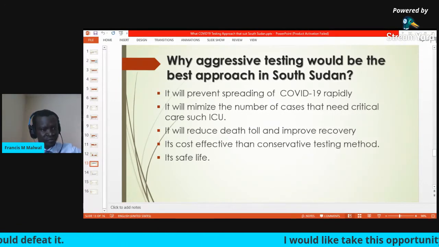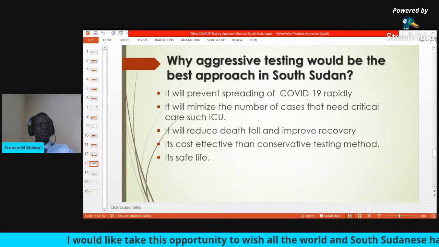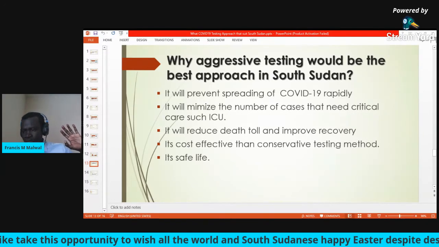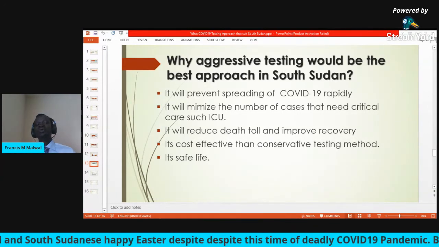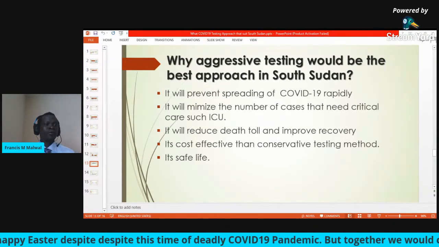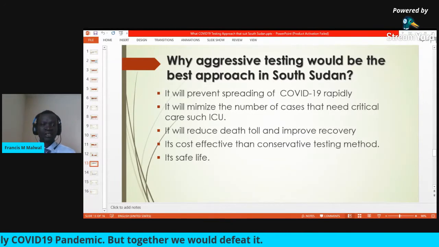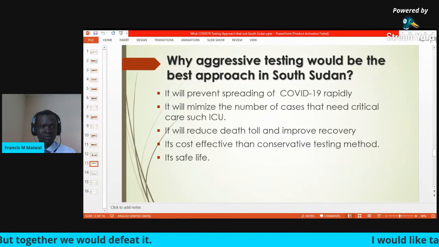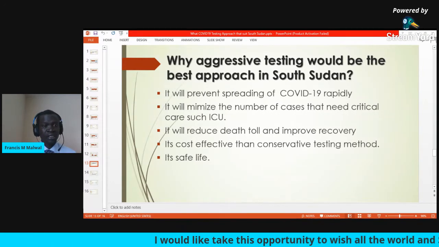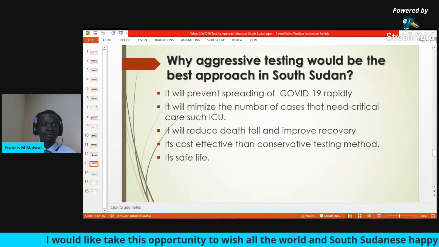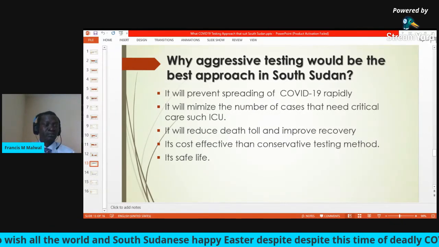We have seen a recovery of 97%. We may not achieve that recovery because we don't have the same capacity that the South Koreans have, but at least we will be better somewhere if we choose the approach that South Korea adopted. So the recovery rate will be high, and the death toll will be a little bit lower. It is also more cost effective than the conservative testing method.